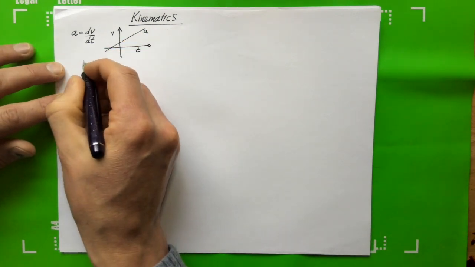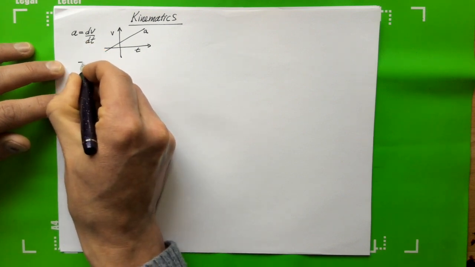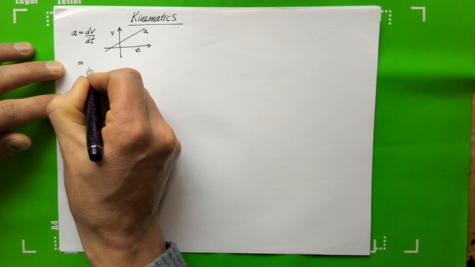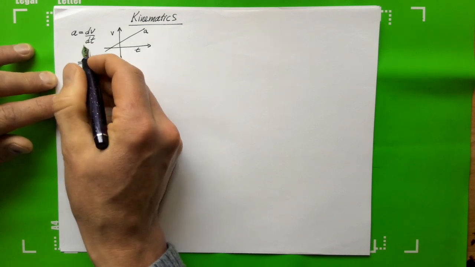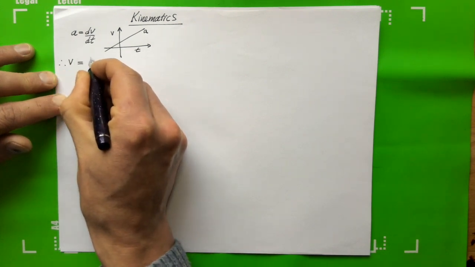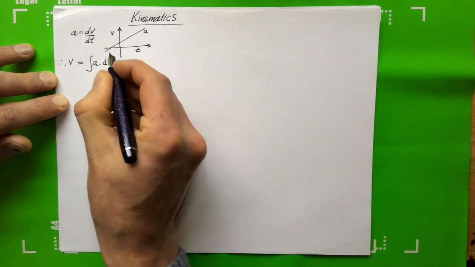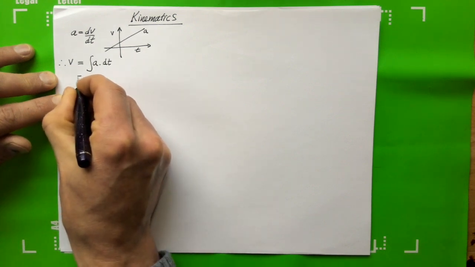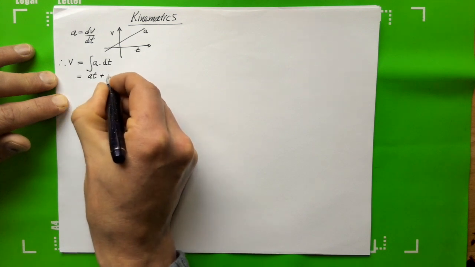Okay, so let's look at this equation we wrote here. a is dv by dt, so it therefore follows that if we'd like to know the velocity of an object at a certain time t, we could get it by rearranging this equation and integrating. So v would be equal to the integral of a dt, which is at plus a constant.